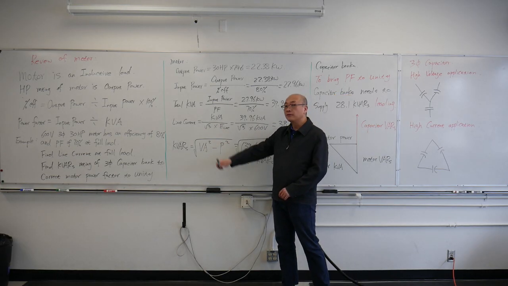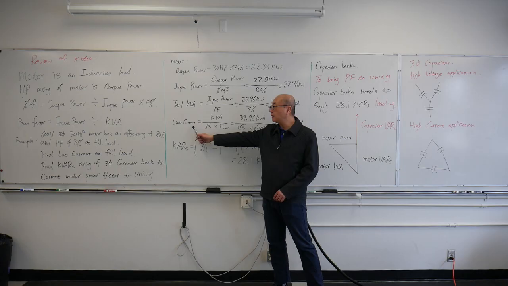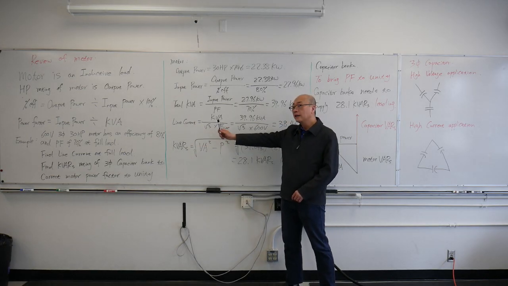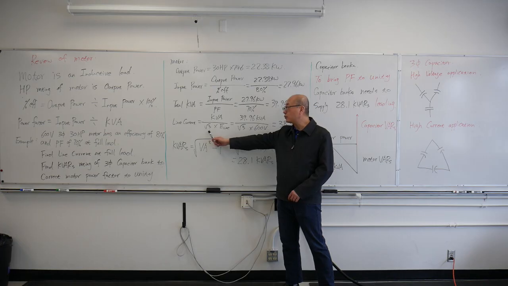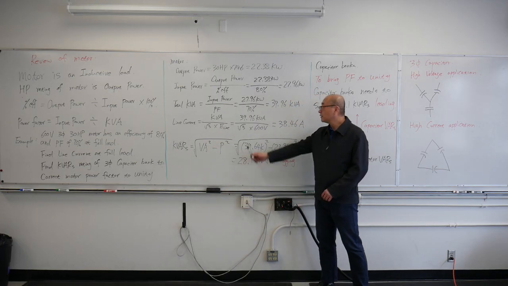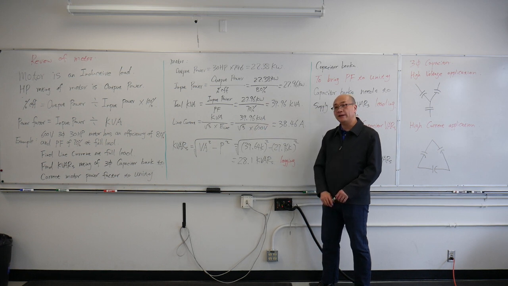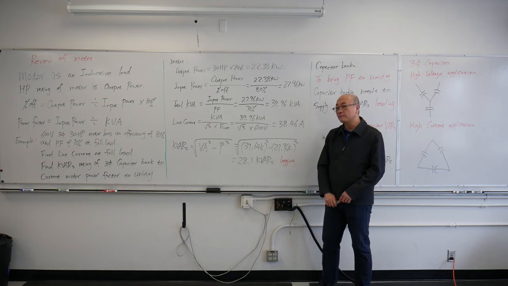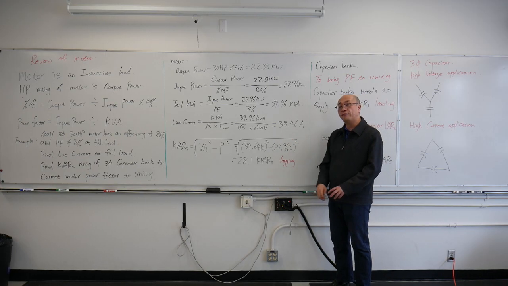From the total kVA, we can calculate the line current. The line current equals total kVA divided by root 3 divided by line voltage. So 39.96 kVA divided by root 3 divided by 600 volts gives us 38.46 amps. That's the line current. When the motor delivers the full load, the motor is going to draw this line current.